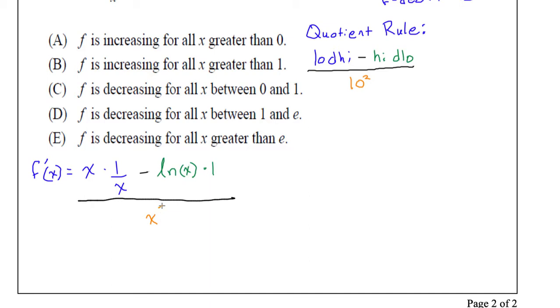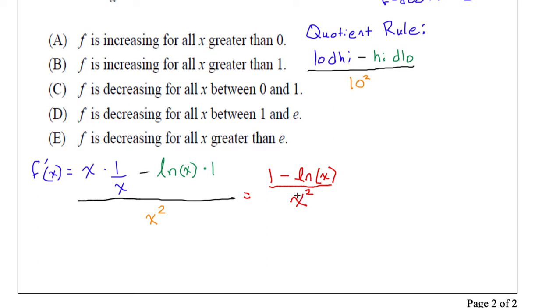That looks better. All right, now I need to simplify this thing, and I'm just going to switch to red, combine all the colors. So this is now going to be equal to 1 over x times x, which is just 1. Natural log of x times 1 is just natural log of x. So 1 minus natural log of x, all divided by x squared.